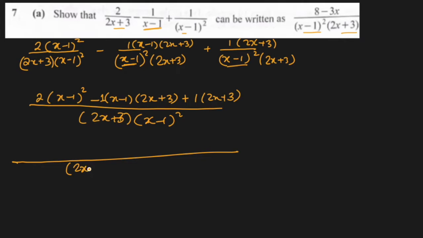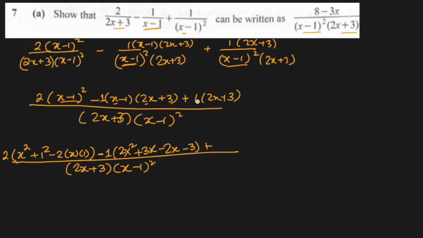So the denominator remains what it is. Alright, x minus 1 square. X square plus 1 square minus 2 times x times 1, minus 1 if you want, right? Okay. X times 2x is 2x square. X times 3, 3x, minus 1 times 2x is minus 2x. Minus 1 times 3 is minus 3. Plus, you can open this bracket straight away, 2x plus 3. Okay. Same here, 2x plus 3, x minus 1 square.